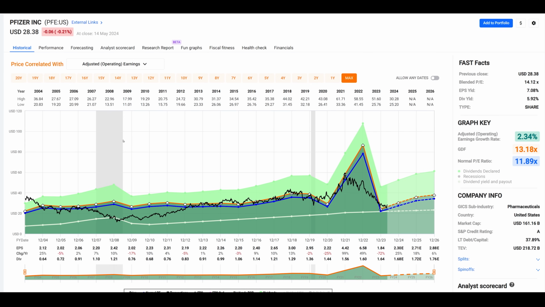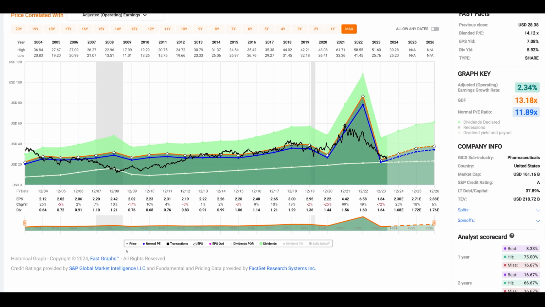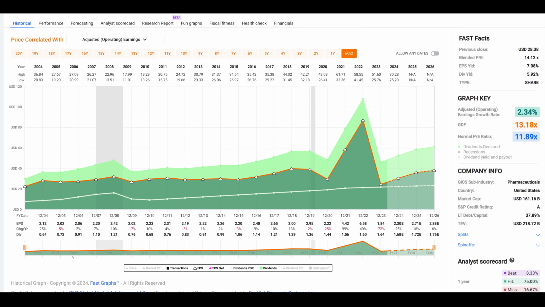So as usual, let's turn to FASTgraphs and dig into these two companies. We're going to start here by taking a look at Pfizer. The first thing I want to do with this particular graphic is scroll down to the bottom and take price off the graph. And I'm also going to take the normal PE off. What I want you to understand is, first of all, what this orange line represents.